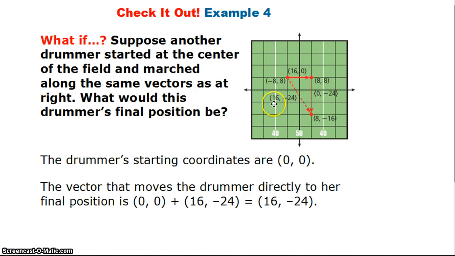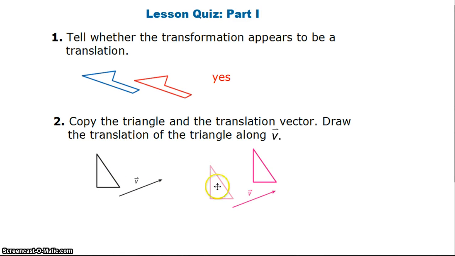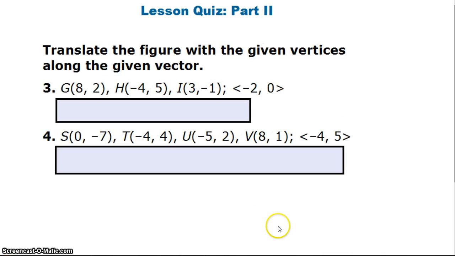Now, in this original graph, it's like we're shifting the coordinate plane, huh? It's almost like we're sliding the plane. Or we could consider that we're sliding the drummer to 0, 0. Interesting, huh? Okay, pause, try the quiz, come back. Does this appear to be a translation? Yes. And hopefully you have something that looks like this, right?